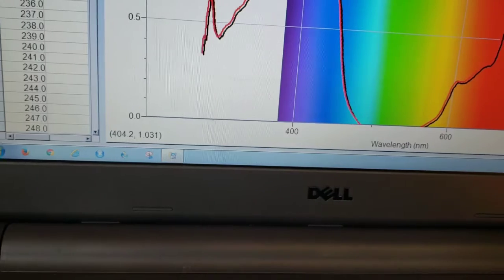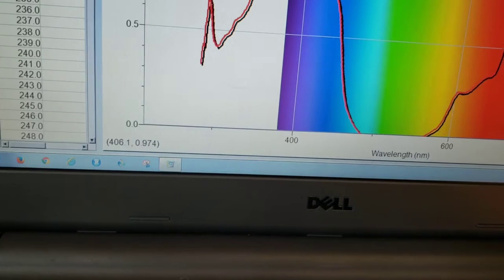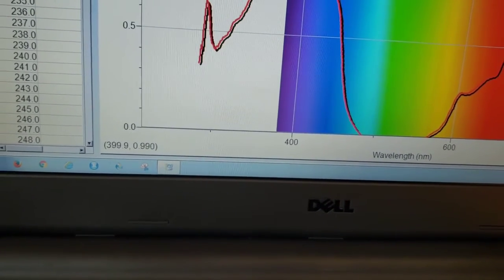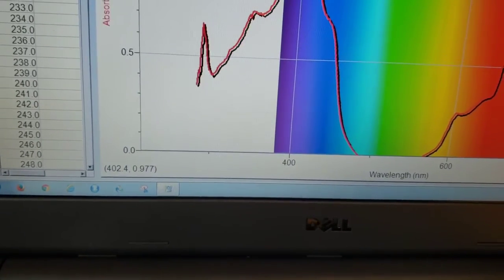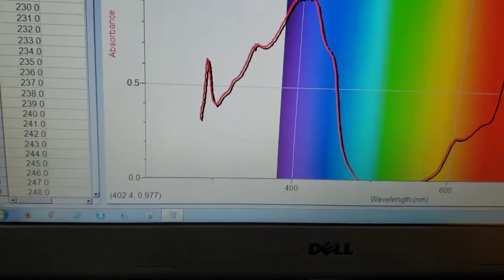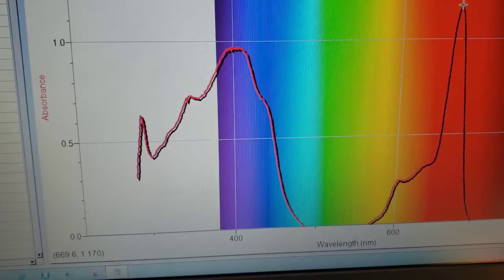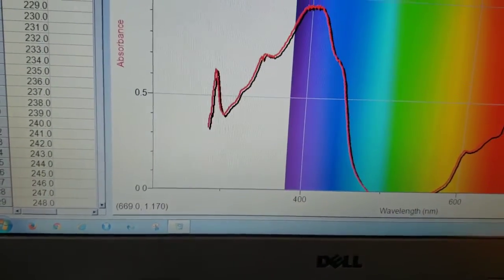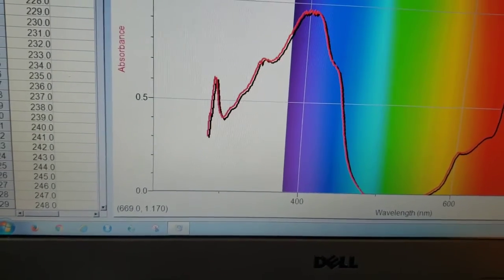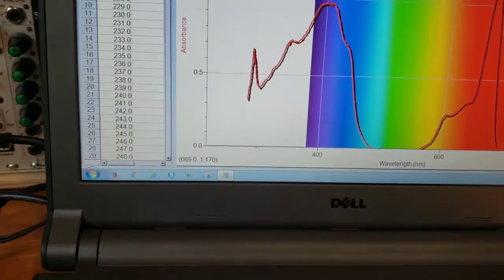And I can look at this line and read that it is absorbing at right around 400, maybe 402 nanometers. That's a wavelength. And then in the red, it's absorbing at 669 nanometers. A nanometer is 1/billionth of a meter.